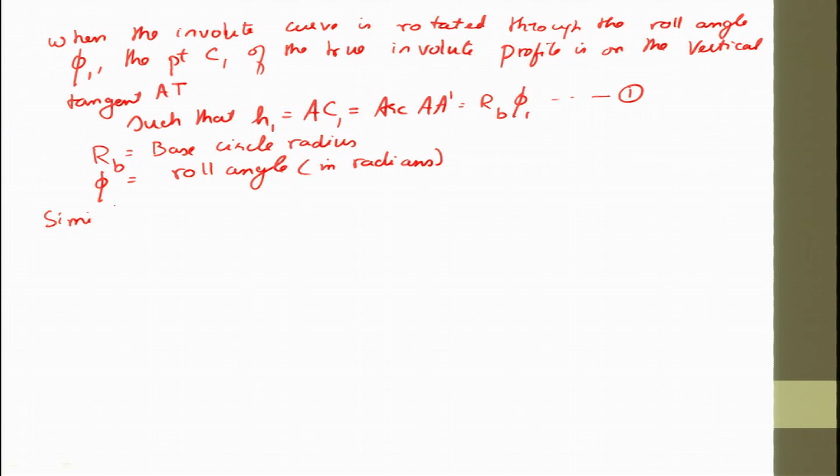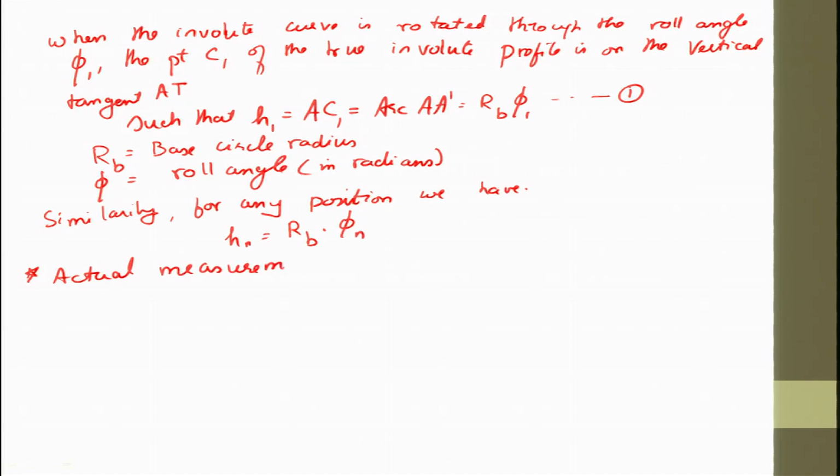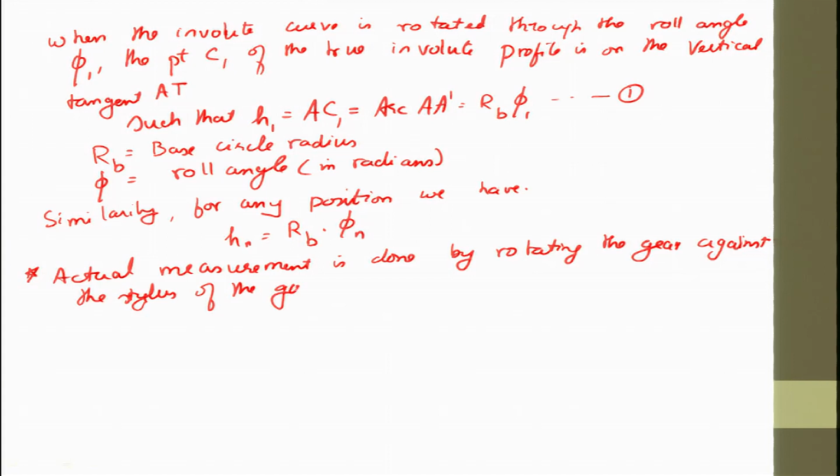Okay. Similarly, for any given position, we have Hn equal to RB into phi n. So, for any given position, Hn is equal to that. So, if we try to take the actual measurement, it is done by rotating the gear against the stylus of the gauge so that the gauge reads 0.